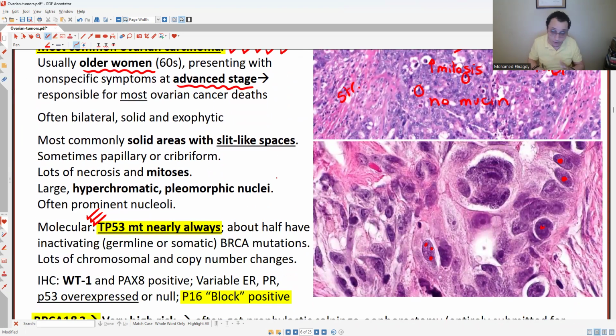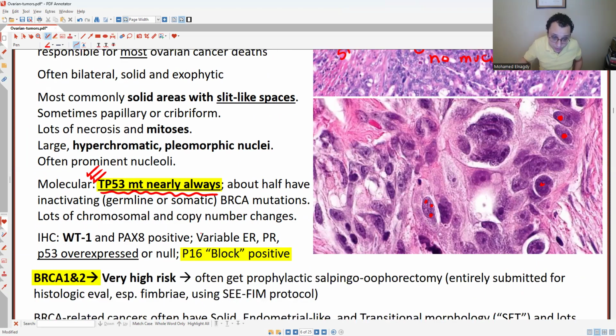Same thing is happening here. No change. See, you have some patterns which are repeating themselves. So TP53 mutation is there nearly always. So you have P53 overexpressed or null, which is a mutant. And P16 is strongly positive, right?